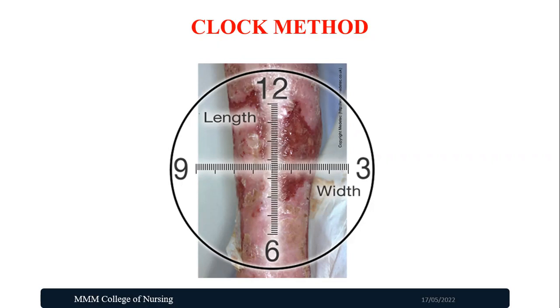Document the longest length using the face of the clock. This is the face of the clock, and measure the greatest width. On the feet side, the heels are always at 12 o'clock position and toes are always at the 6 o'clock position. Document all measurements in centimeters, that is length multiplied by width multiplied by depth. Remember, sometimes the length will be smaller than the width.